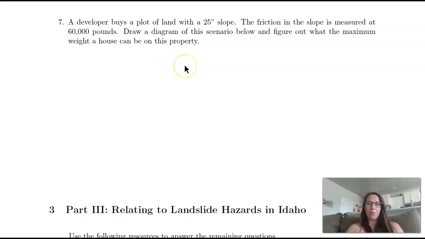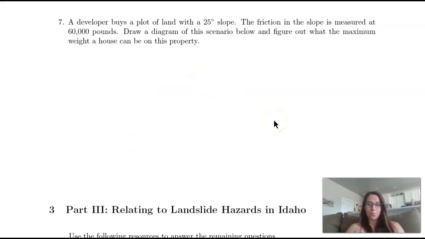Okay, so number 7. A developer buys a plot of land with a 25-degree slope. The friction in the slope is measured at 60,000 pounds. So draw a diagram of this scenario below and figure out what the maximum weight a house can be on this property. So, fair warning, here's where you're going to need the protractor to measure that 25-degree slope. And another thing is that this space that I gave you is probably not going to be big enough. So you might want to bring out an extra piece of paper so that you can give yourself enough room to draw the slope, the house, and the different vectors that you need.